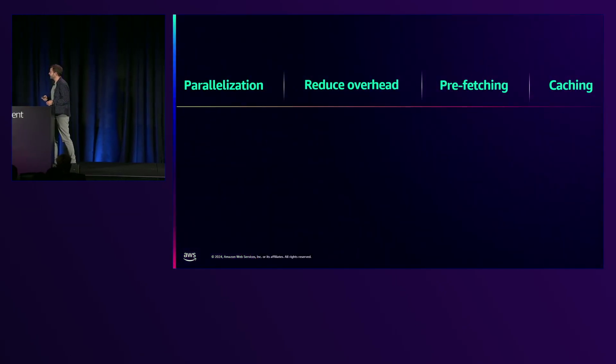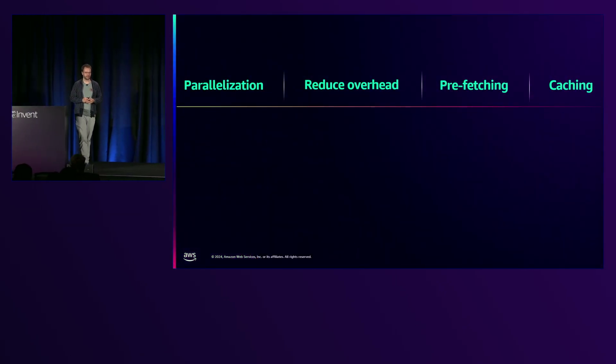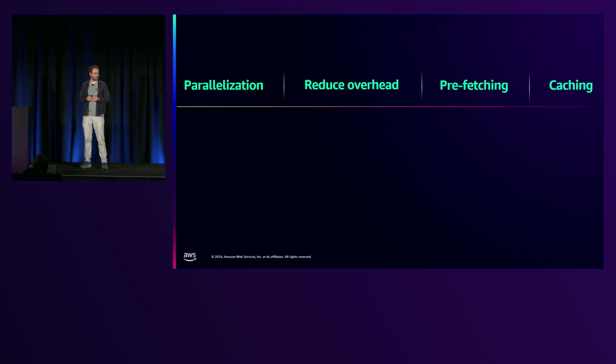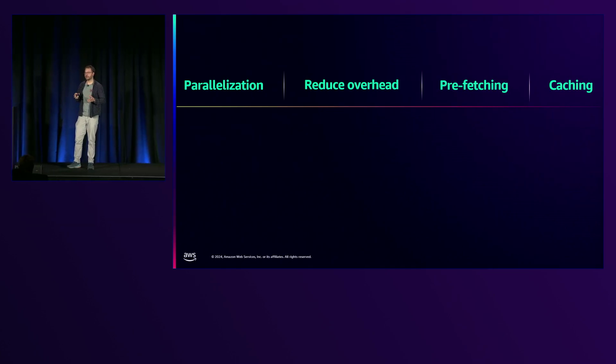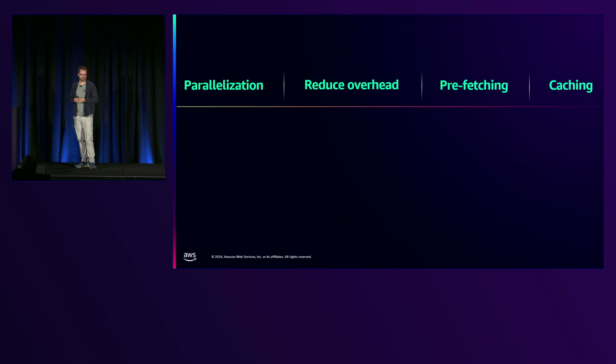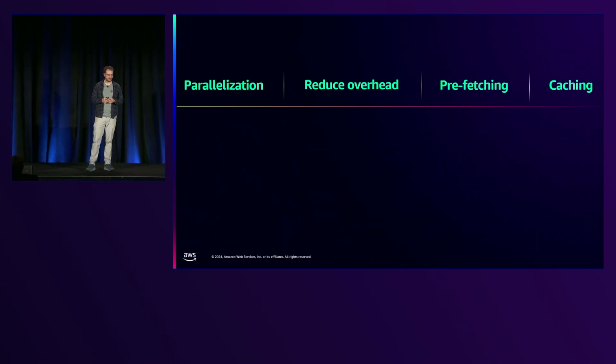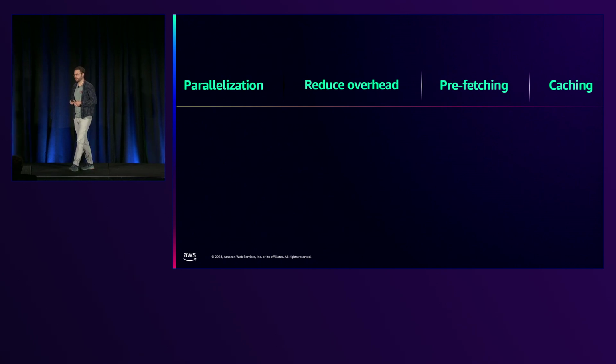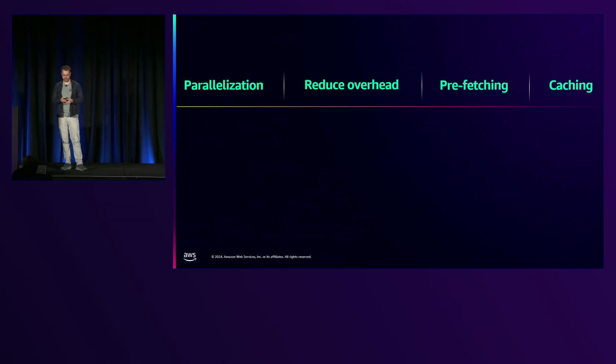So let's look at the main levers that we have to improve a workload performance. So one of the main factors we can improve is parallelization. By increasing parallelization, we basically improve the performance of our workload. So that's one of the biggest levers, and we'll go into that in more detail in a second. Then looking at a single request, we can reduce the overhead of that request. And then we can also apply prefetching and caching, which speeds up workloads as well.